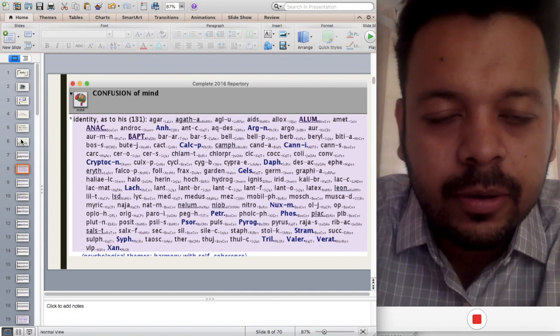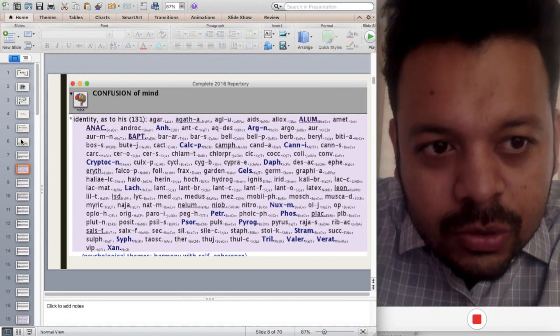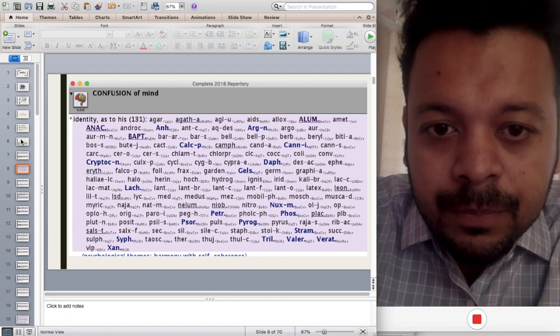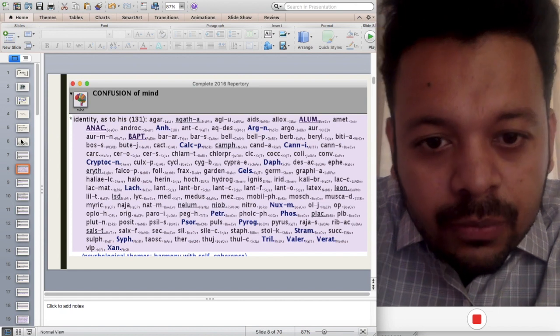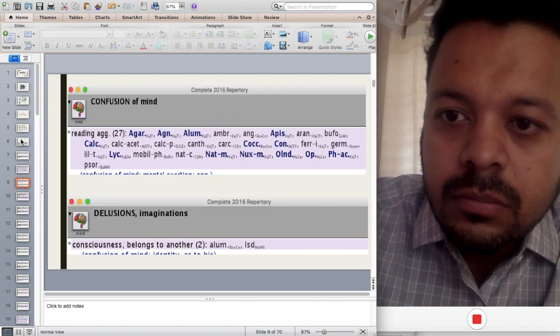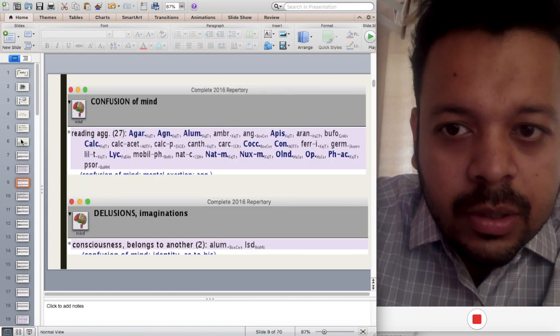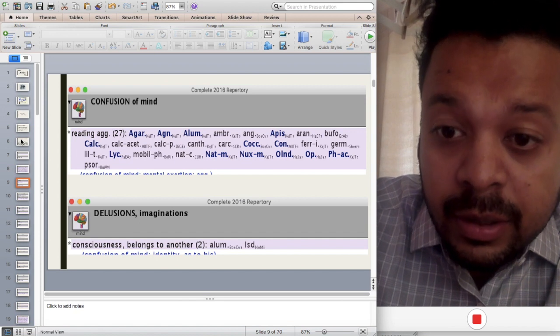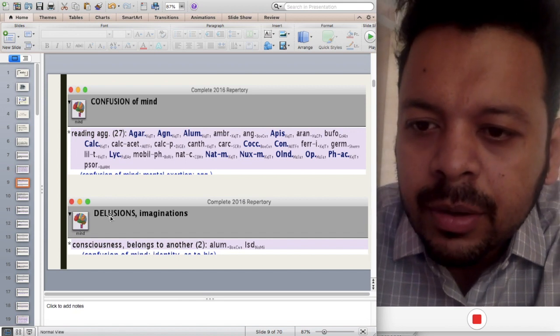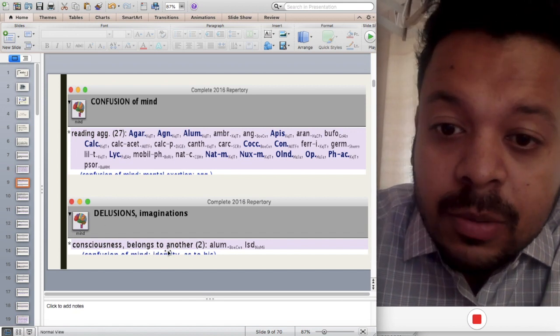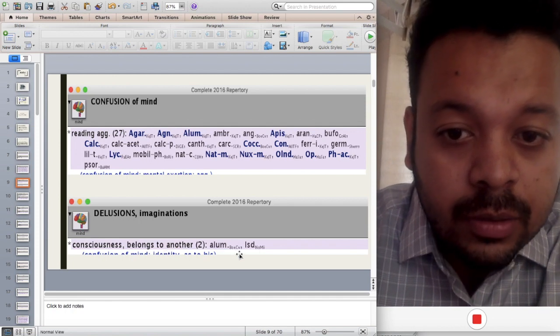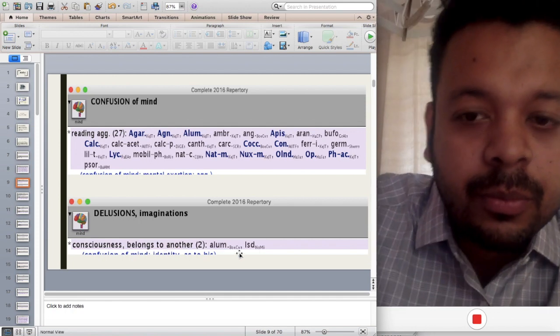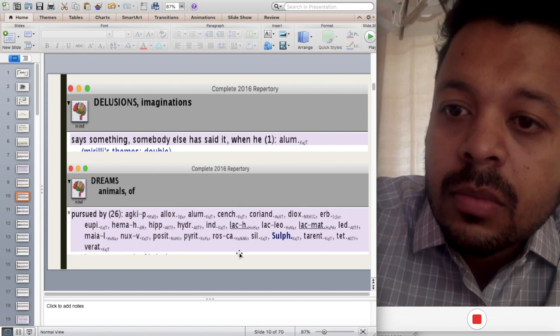There is a conflict. Natrum, magnesium are also dependent, but in alumina, they are dependent, and that is a conflict for them. This confusion is much deeper, confusion even while reading. Very important rubric for me. Delusion, consciousness belongs to another. Alumina, given by Boericke. This is a very important rubric for me to understand alumina.